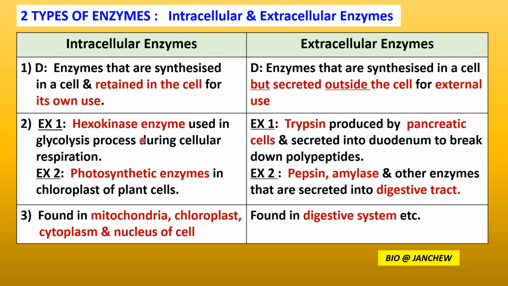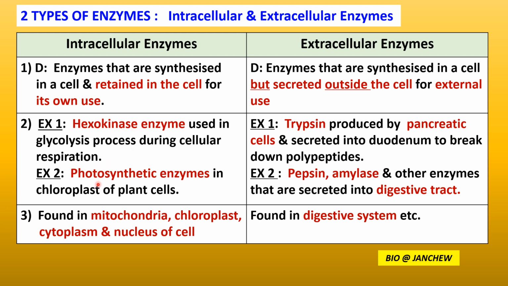So an example of intracellular enzymes that are retained in the cell for its own use is the hexokinase enzyme used in glycolysis during cellular respiration. Now in chapter 7, we'll study the process of cellular respiration, and it involves one process called glycolysis, where glucose is split up into smaller molecules. This reaction that occurs in the cell is catalyzed by the enzyme called hexokinase.